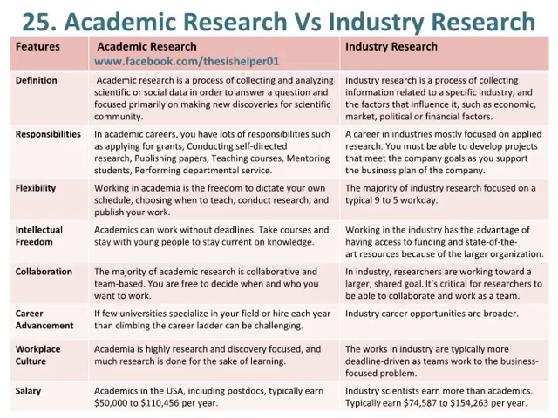Academic research versus industry research. Academic research is a process of collecting and analyzing scientific or social data in order to answer a question and is focused primarily on making new discoveries for the scientific community. Whereas industry research is a process of collecting information related to a specific industry and the factors that influence it, such as economic, market, political or financial factors.